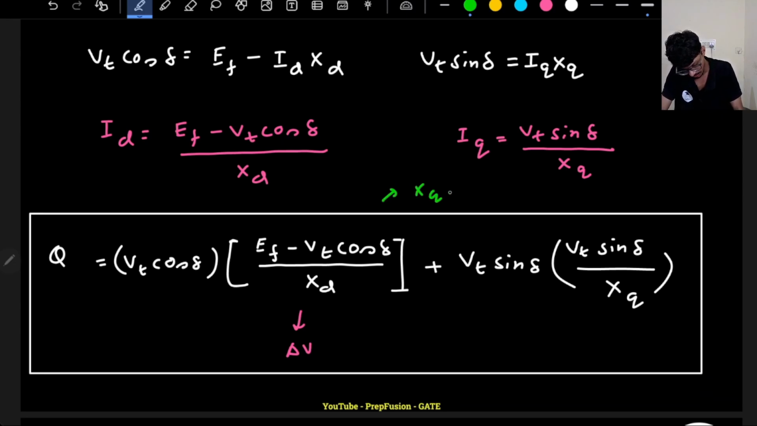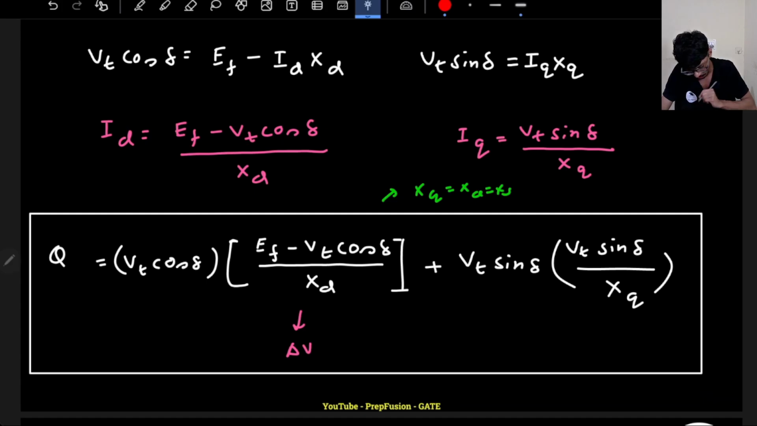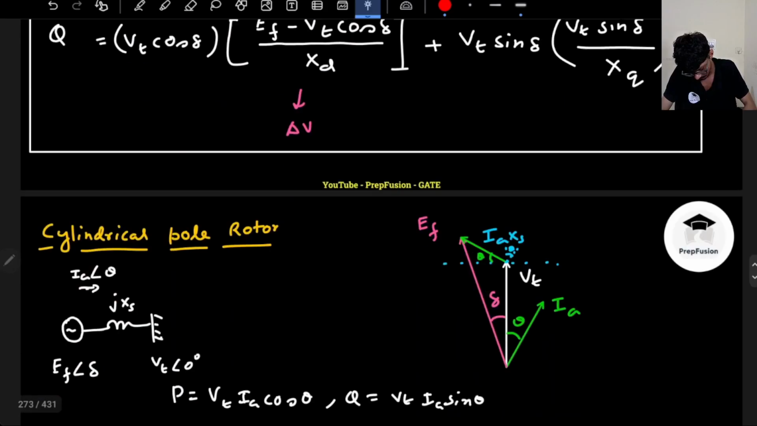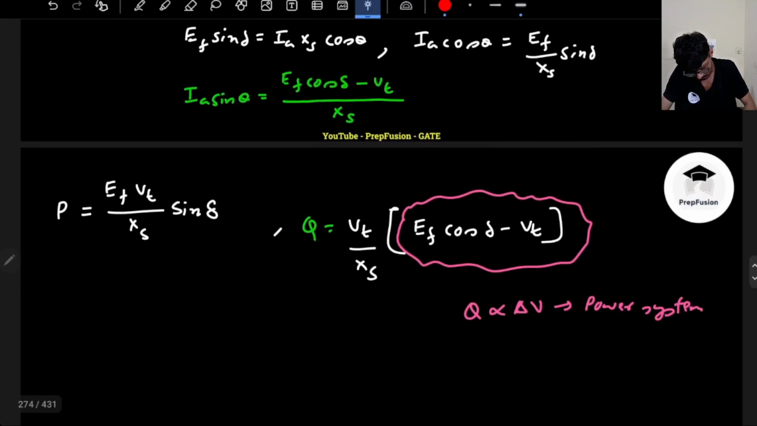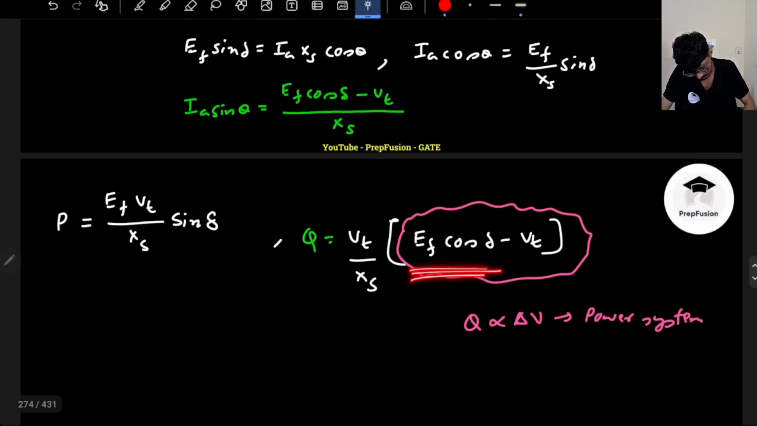One more key point: if in this equation you make XQ equal to XD equal to XS, then you will see that you get the previous expression. So this will become XQ XD. This will be minus VT square cos square delta, and this will be VT square sine square delta. Minus is there. This will be EF VT cos delta by X. Here, what was the expression for Q? Here it was EF cos delta minus VT square by X.